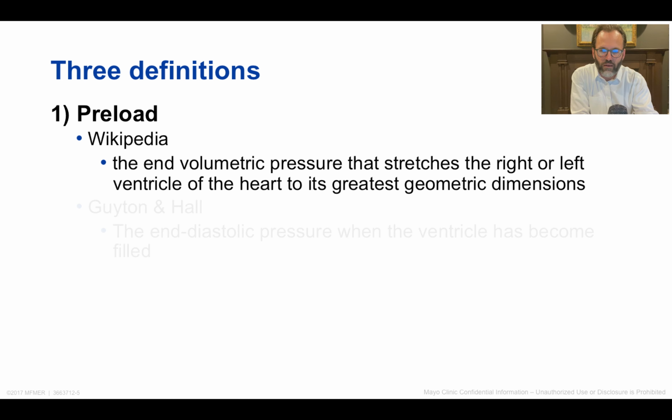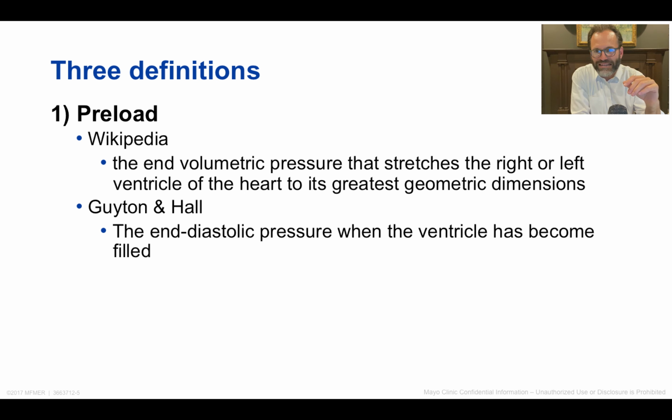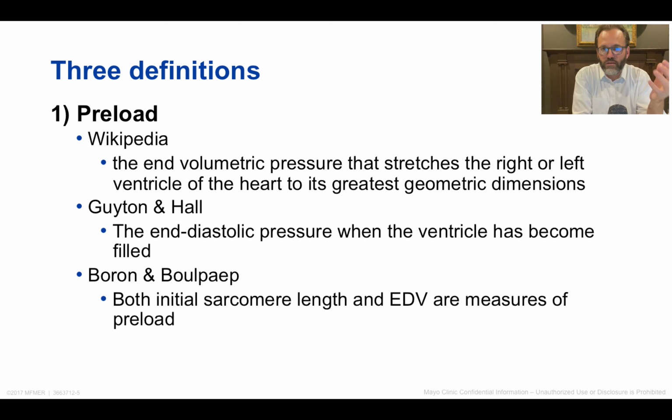One potential definition. The second could be from Guyton and Hall, a very commonly used medical physiology textbook, where you can look at it as the end diastolic pressure when the ventricle has become filled. In some ways, that would make sense when you're trying to assess preload, or how much filling you have in the ventricle. And the third is the definition by the textbook that we use in our course, Boron and Boulpaep, which is both initial sarcomere length, so how much the sarcomeres have lengthened during that diastolic phase, and end diastolic volume, so the overall volume of the ventricle, are measures of preload.